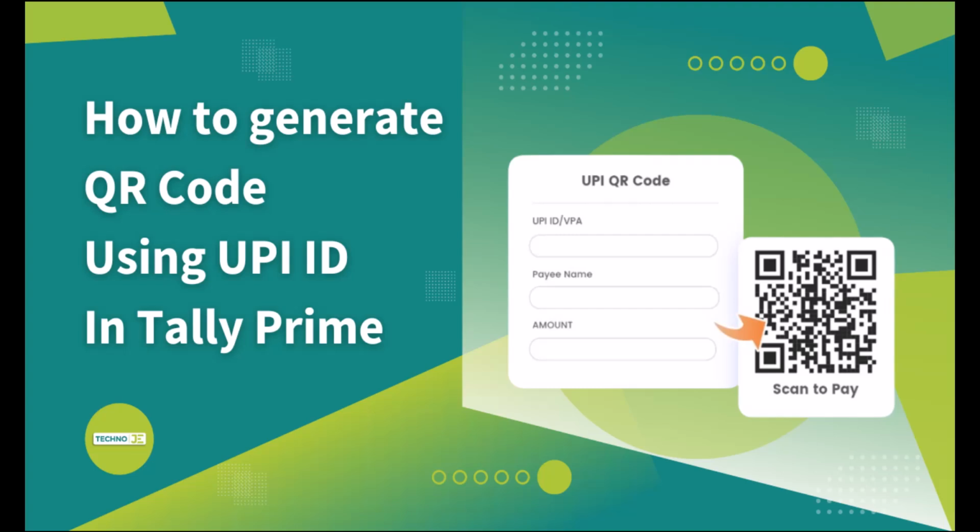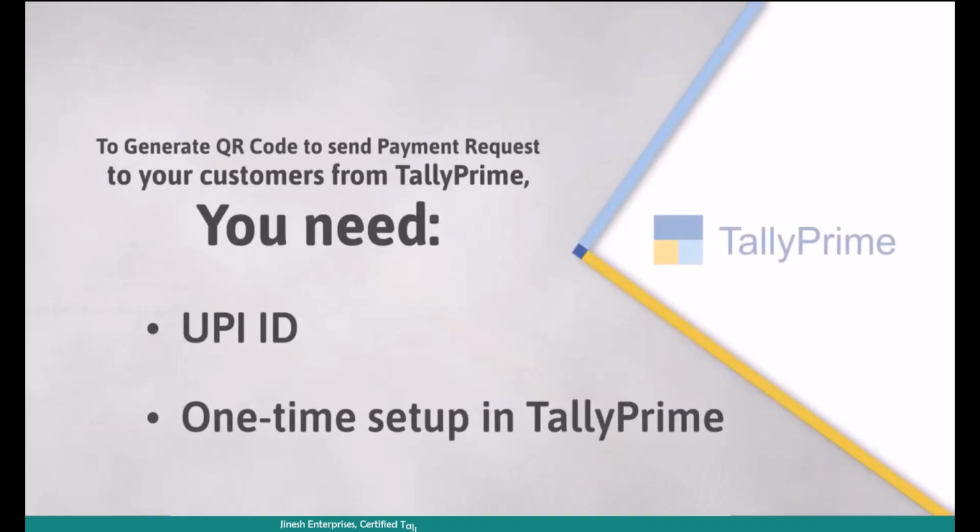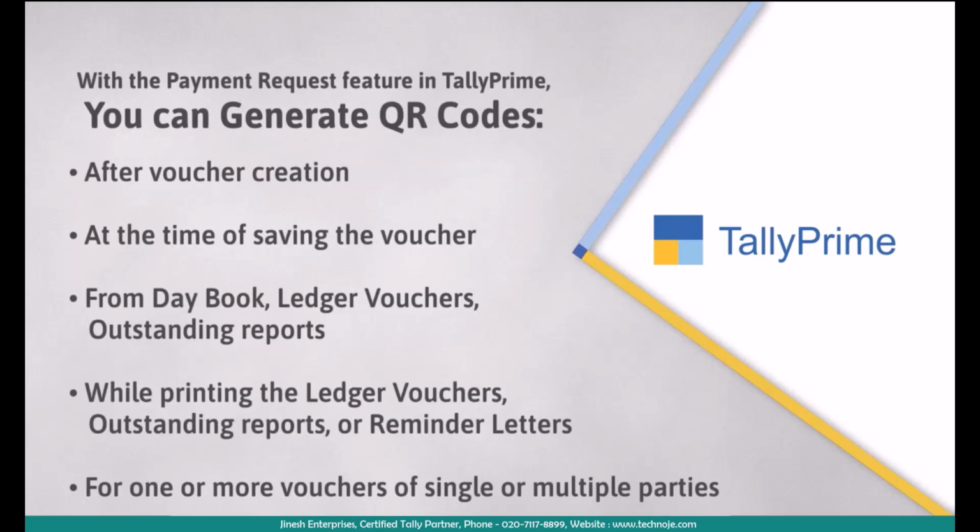In this video, you will understand the process of generating QR code to request for payment from your customers. To generate QR code and send payment request to your customer, all you need is a UPI ID and a one-time setup in TallyPrime. You can easily do it from within TallyPrime after the voucher creation, at the time of saving the voucher, from daybook, ledger voucher reports, or outstanding reports, as per your preference.